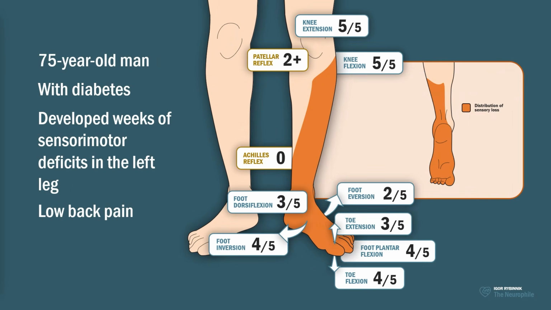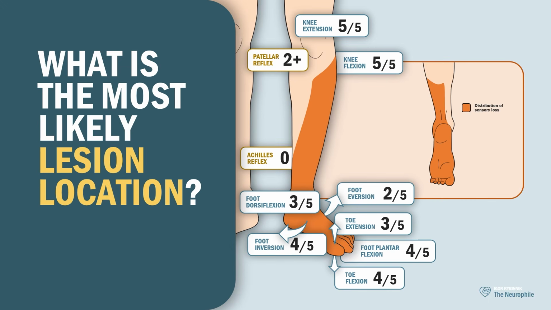Let's get back to our case. This is a 75-year-old man with diabetes who developed sensory motor deficits in the left leg and now low back pain radiating down to the foot. The patient has preserved knee extension and flexion. The patellar reflex is intact. On motor testing, there's weakness with dorsiflexion, plantar flexion, inversion, eversion, toe extension, and toe flexion. Achilles reflex is absent. And there's diminished sensation over the lateral leg below the knee, the dorsum of the foot, and even the sole. What is the most likely lesion localization?